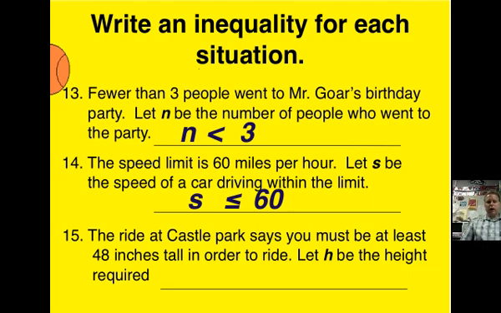Last problem. The ride at Castle Park says you must be at least 48 inches tall in order to ride. Let h be the height required. So there's my height required. What number do I have? 48. And I want it to be at least equal to that, so it could be greater than that or equal to. And that's it.